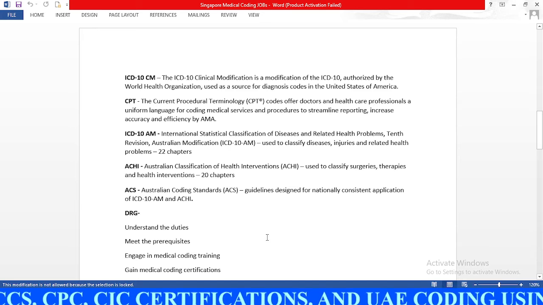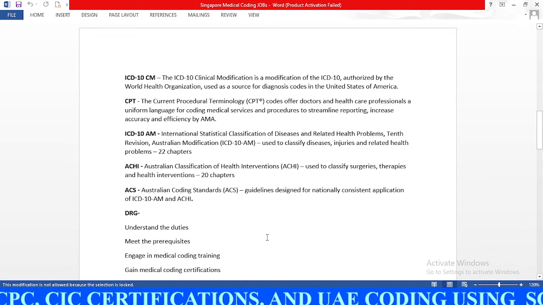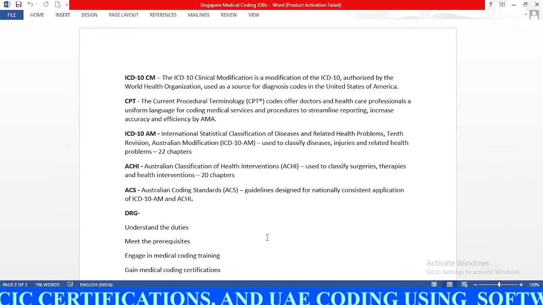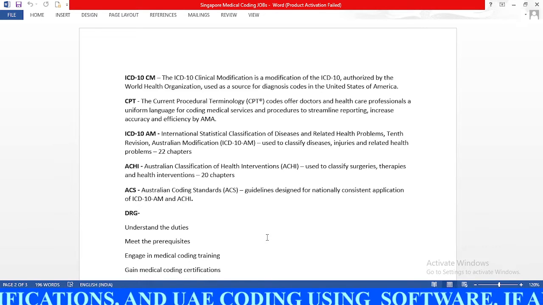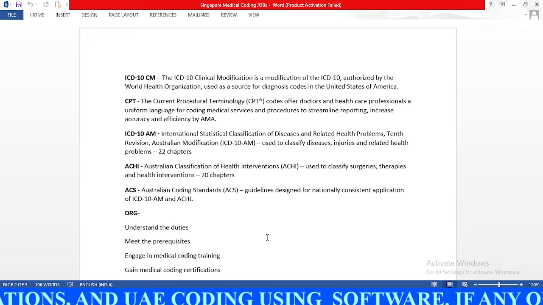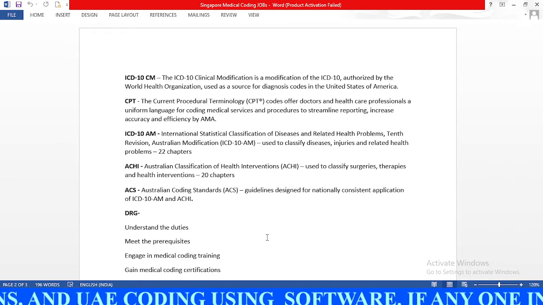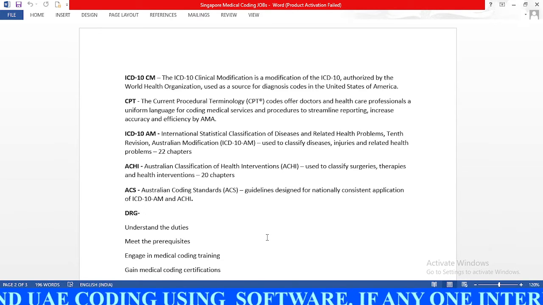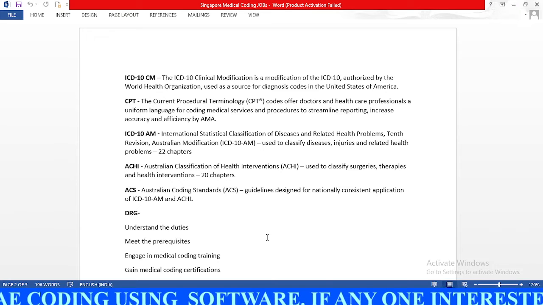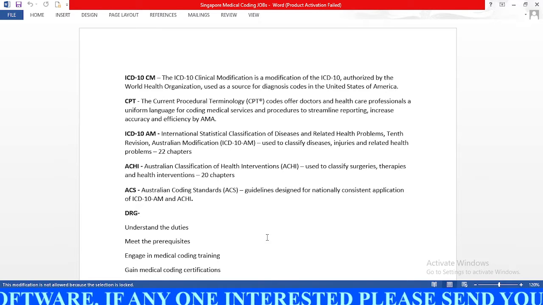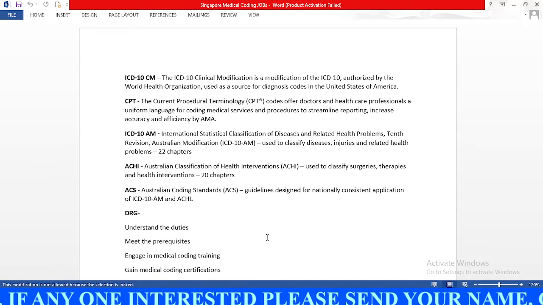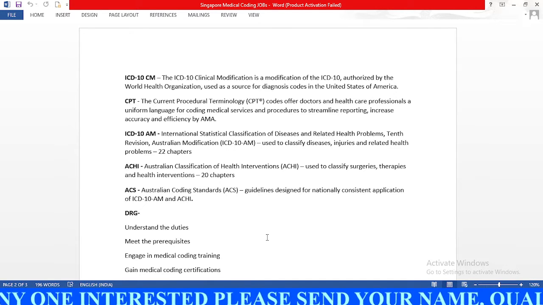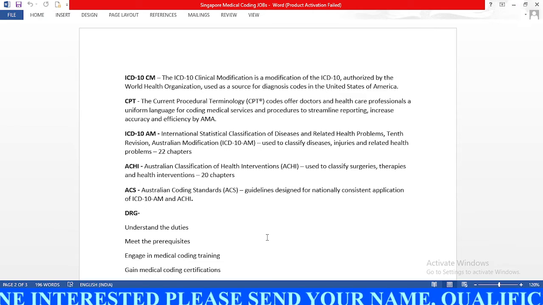So first we will learn what code sets are used in Singapore. As usual, ICD-10-CM, which is the clinical modification usually used in the US, is also used in Singapore. Next one is CPT, which is Current Procedural Terminology. This is also used in Singapore.